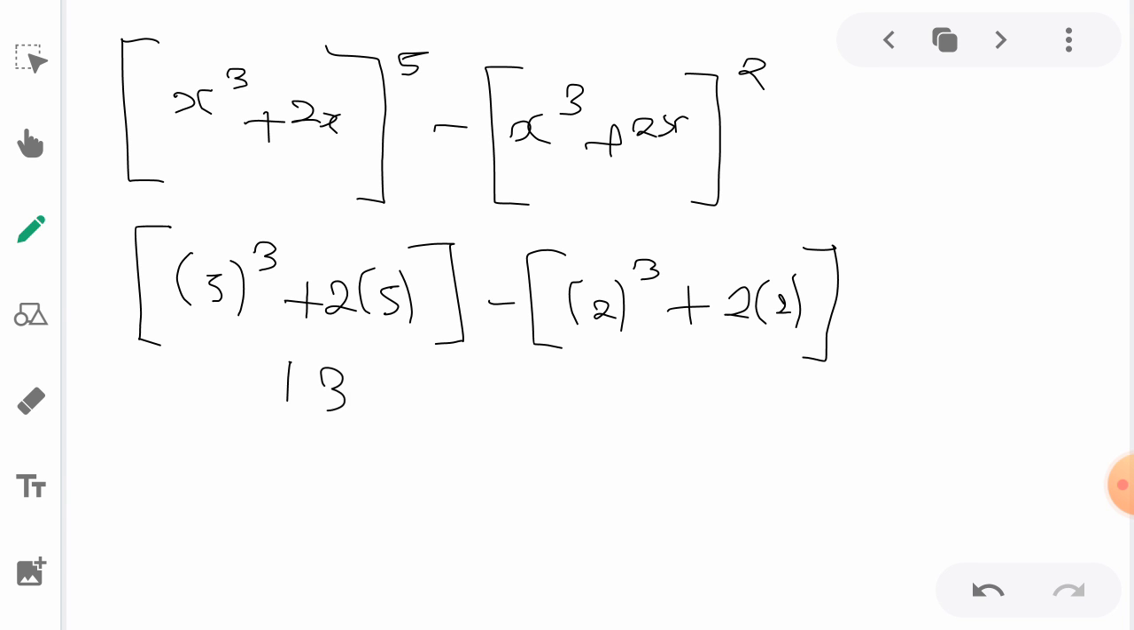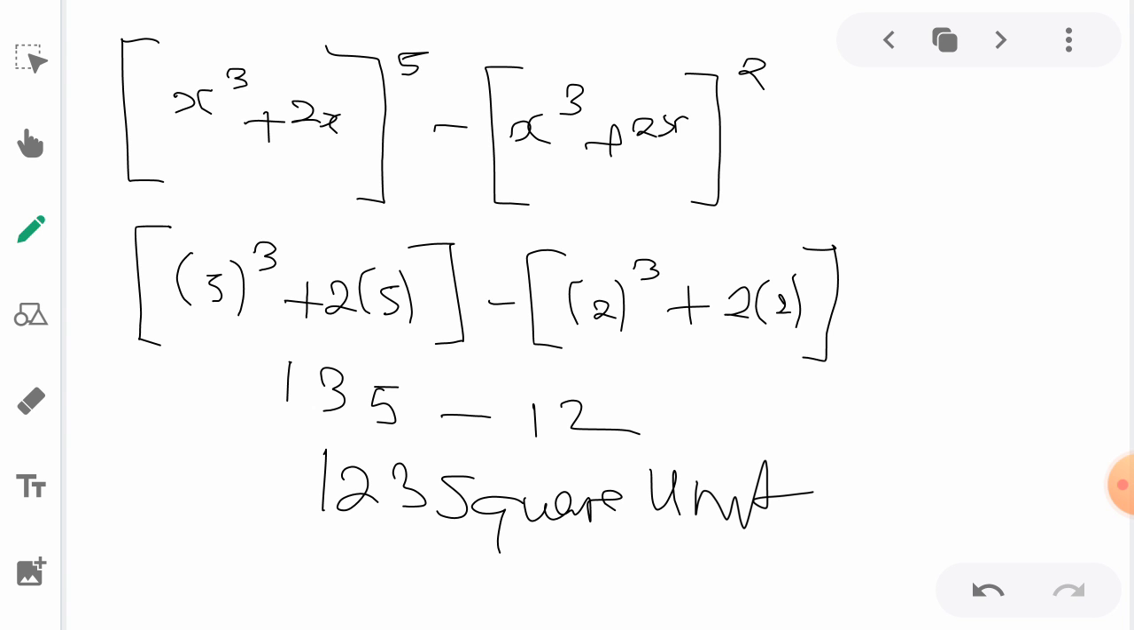So here you have 135 minus, you have 2 to the power 3, which is 8. 8 plus 4, you have 12. So 135 minus 12, you are getting 123. So this is 123 square units. Remember, this is area.